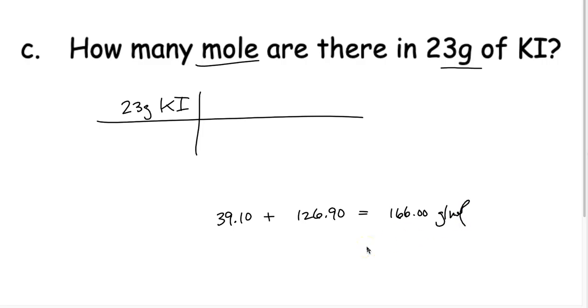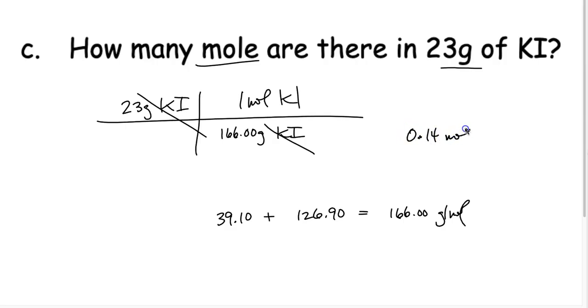To get rid of the grams, they need to go on the bottom. How many? 166 grams of potassium iodide. And that equals how many moles? 1 mole. And so grams cancel grams. I'm ready to solve: 23 divided by 166. My answer, 0.14 moles of KI.